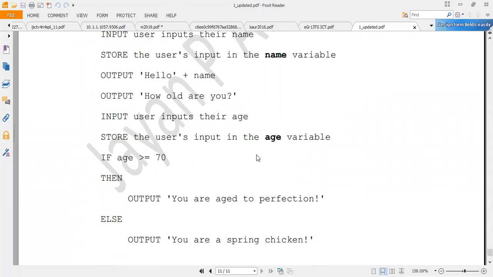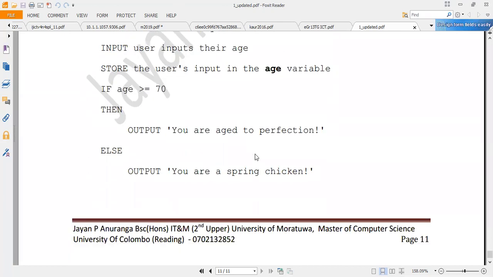Then there is an if condition, that's the selection. The condition is age greater than or equal to 70. Then, if true, output your age is perfection. Otherwise, in the else condition, output spring chicken.